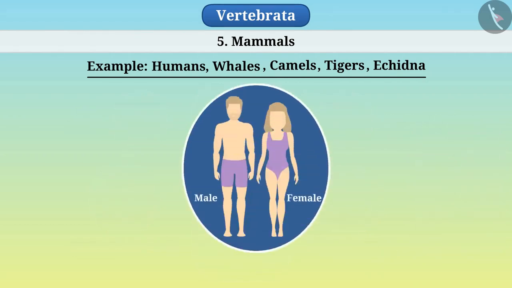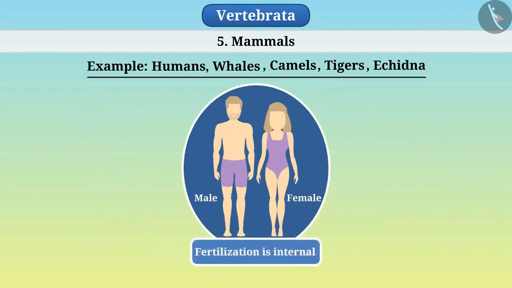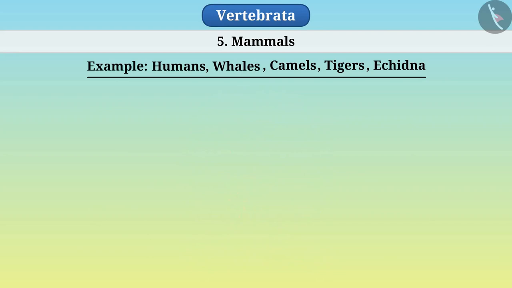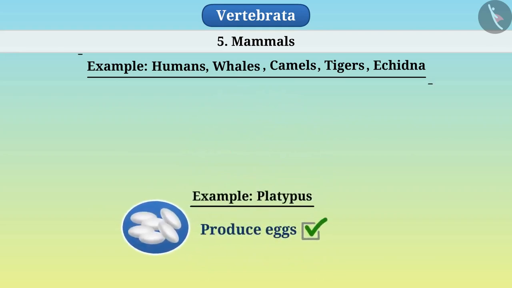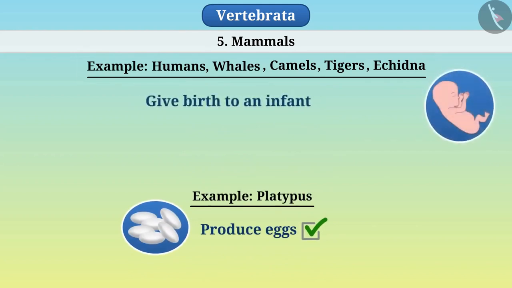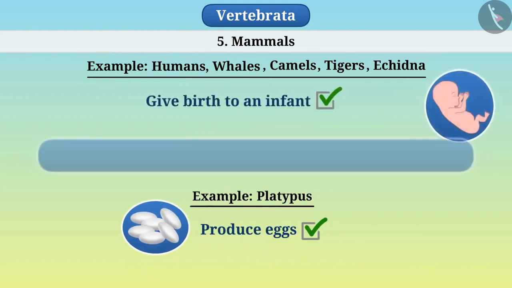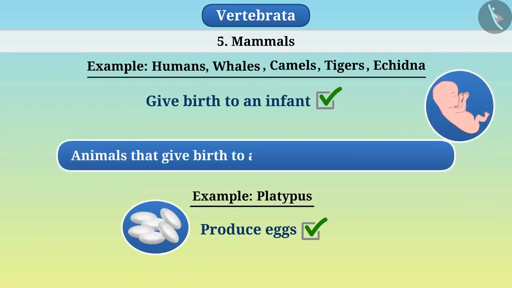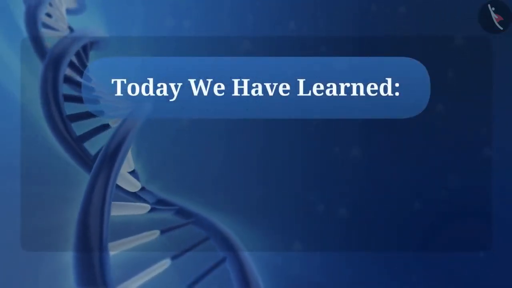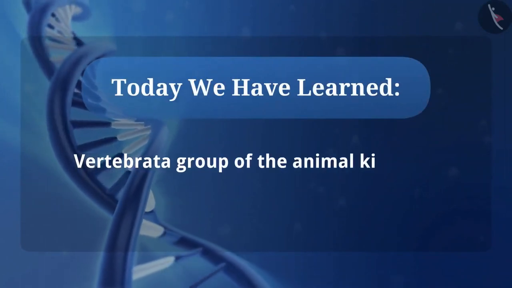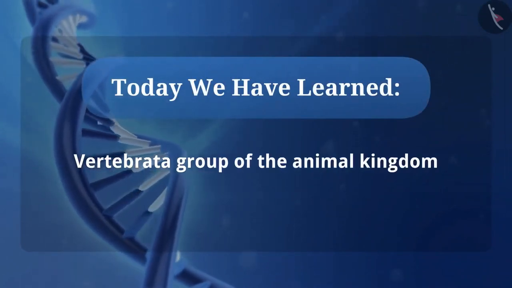Male and female are different and fertilization is internal. Some mammals such as platypus produce eggs. All other mammals give birth to an infant. Animals that give birth to a baby are called viviparous. Today we have learned the vertebrata group of animal kingdom.